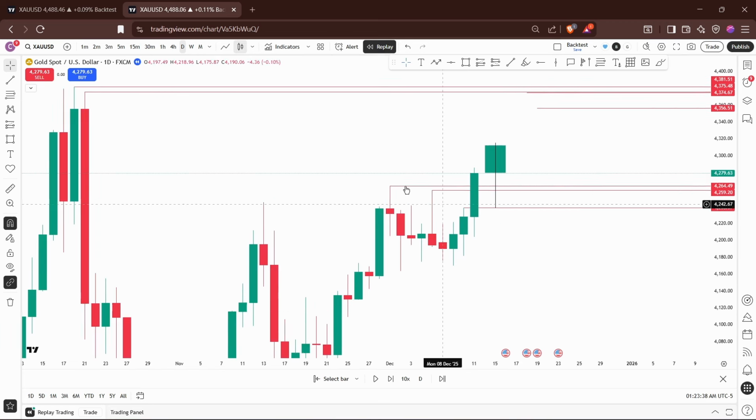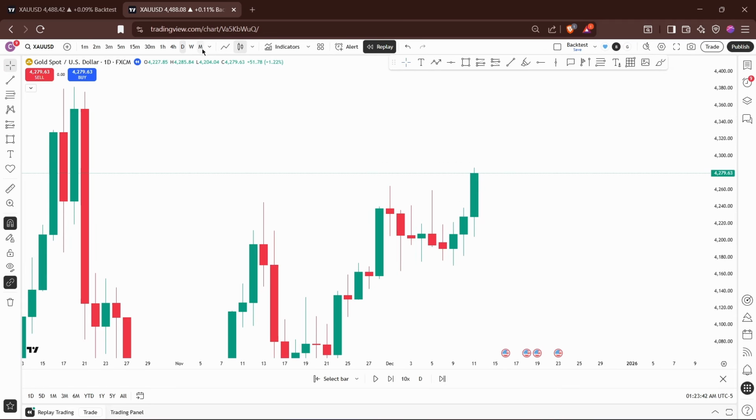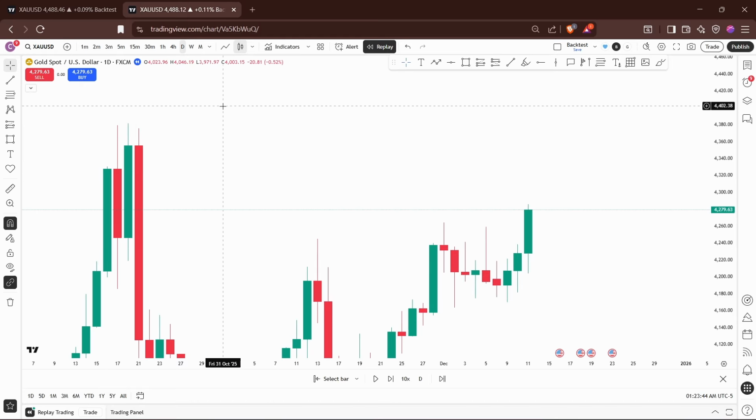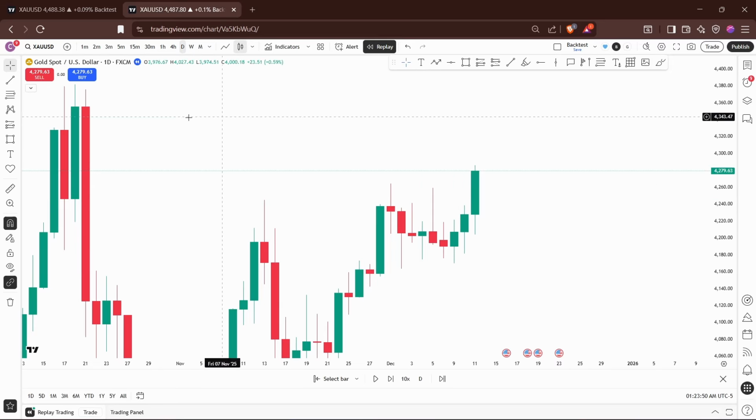Same like this, you can also mark the POI on the 1 hour time frame, weekly time frame, monthly time frame, as per your needs. If you scalp, you can mark the 1 hour POI like this, and then you can trade on the 1 minute time frame. For the monthly POI you can trade on daily. For the weekly POI you can trade on the 4 hour time frame. For the 4 hour you can trade on 5 minute.